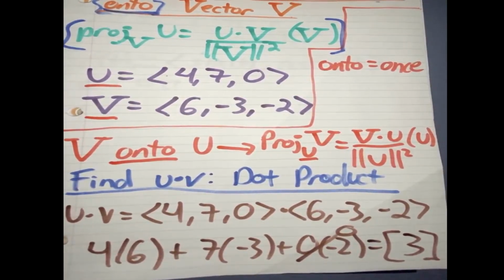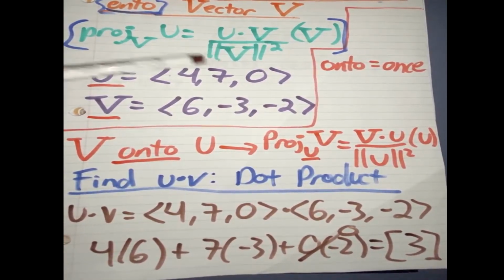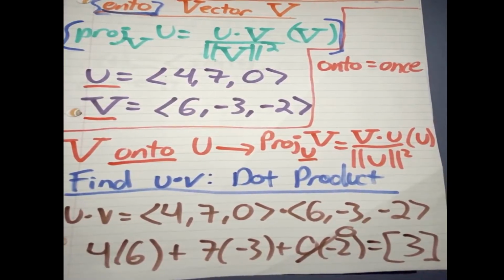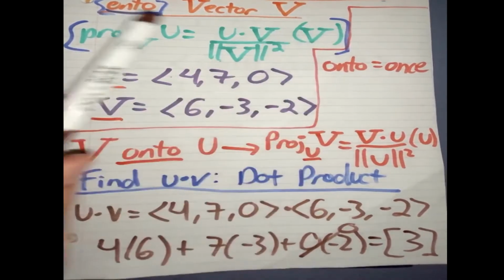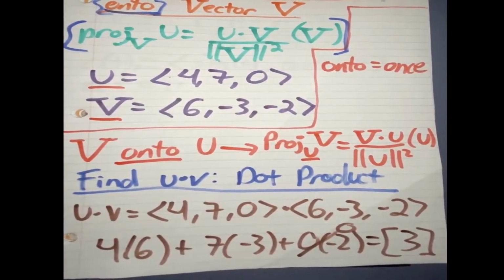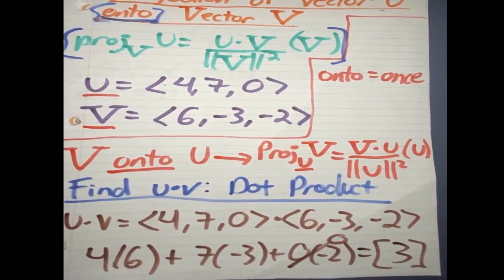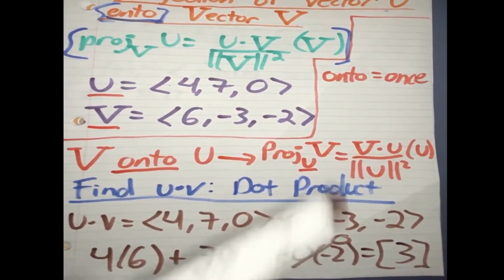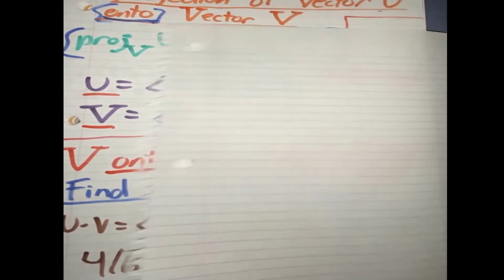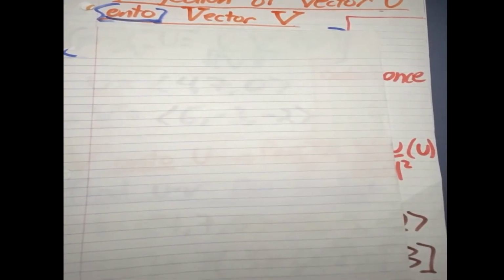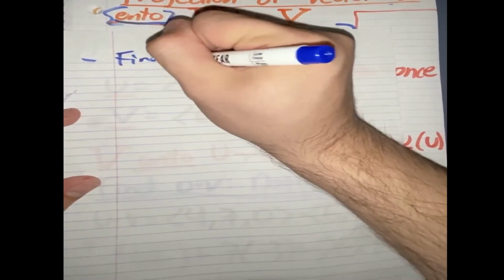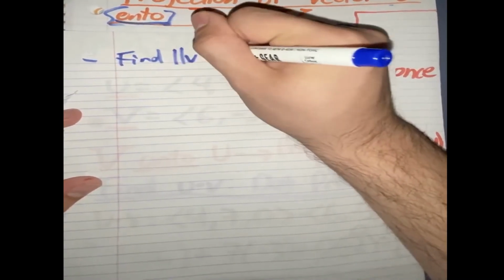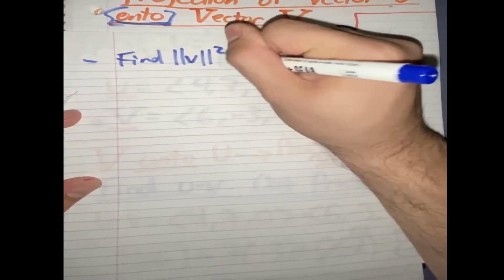Now for the next step, we have to compute the magnitude of vector v. And knowing that it's the projection of u onto vector v, we know that we're computing the magnitude of vector v. Since it's onto, we're only including the u once. So now without further ado, we're going to find the magnitude of v squared.